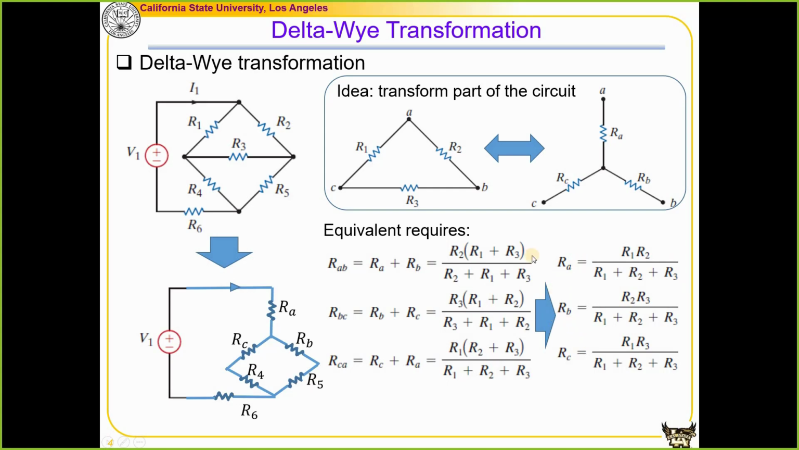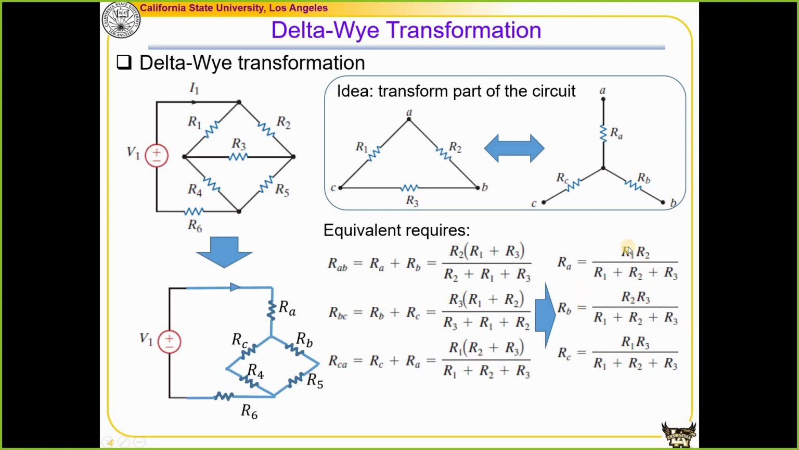And similarly for RB, RB is over here, that is equal to the multiplication of the two resistors connected to node B, R2, R3, divided by the total resistance. And similarly for RC, that is equal to R1 times R3 divided by the total resistance.